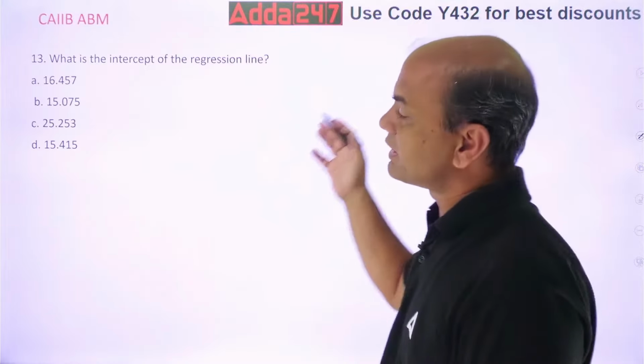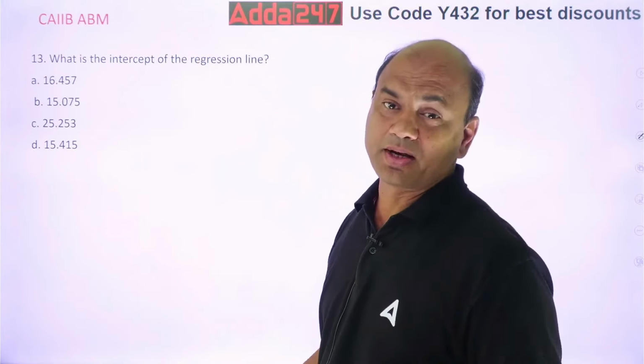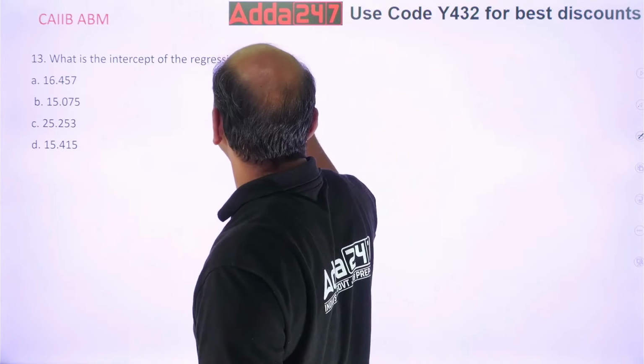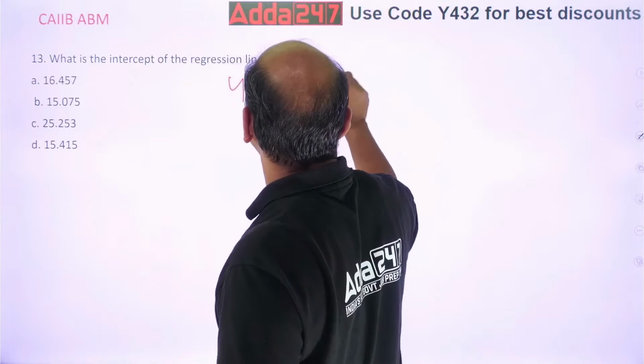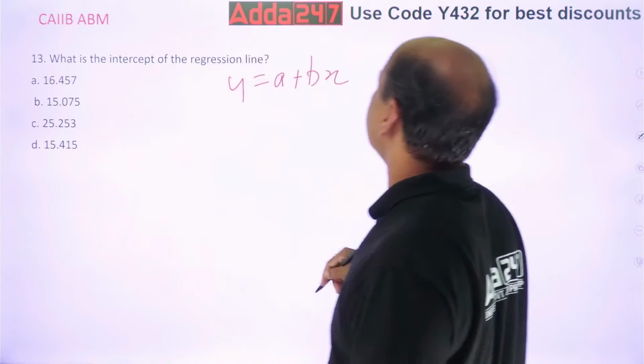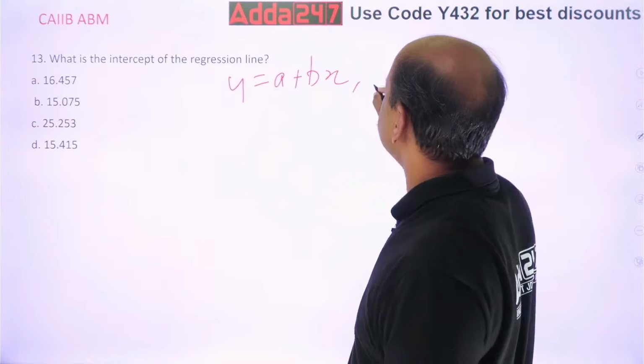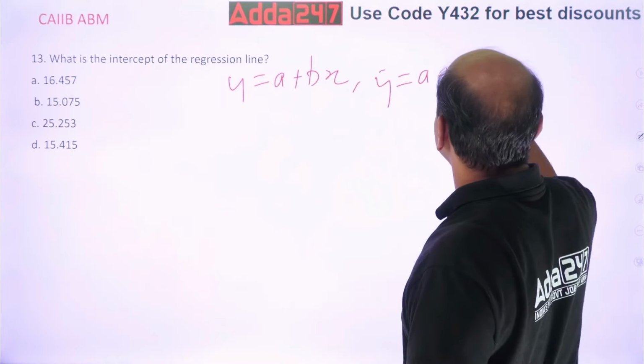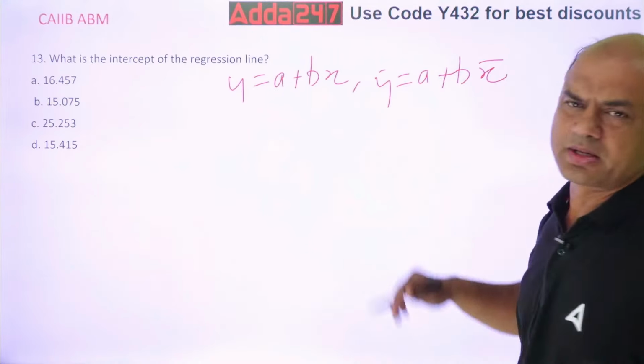What is the intercept of the regression line? What do you mean by intercept? It means A, finding A. So you have y equals A plus bx. For that, put y bar and x bar. So y bar equals A plus b x bar. Now you have all the values.